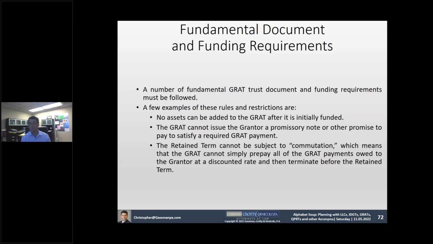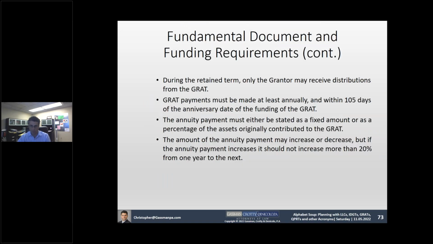And then, of course, you can't commute. You can't early terminate the GRAT term. So that 4-year GRAT term that I mentioned, you can't say, Chris, we're just going to pay you the entire amount, the 4 payments of $275,000. You're going to get those right now, and we're going to terminate the GRAT. It doesn't work that way. The GRAT has to go for the duration of the full term. Now, the payments have to be made annually, but there's a 105-day buffer following the anniversary date of funding that can be used to make the payments.